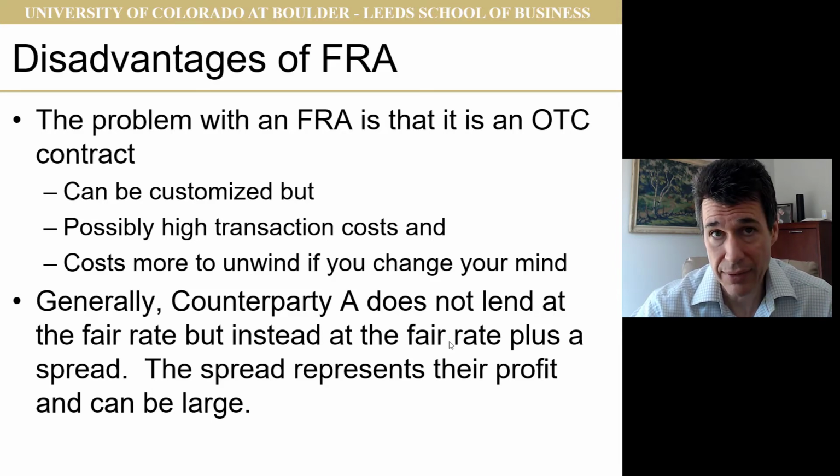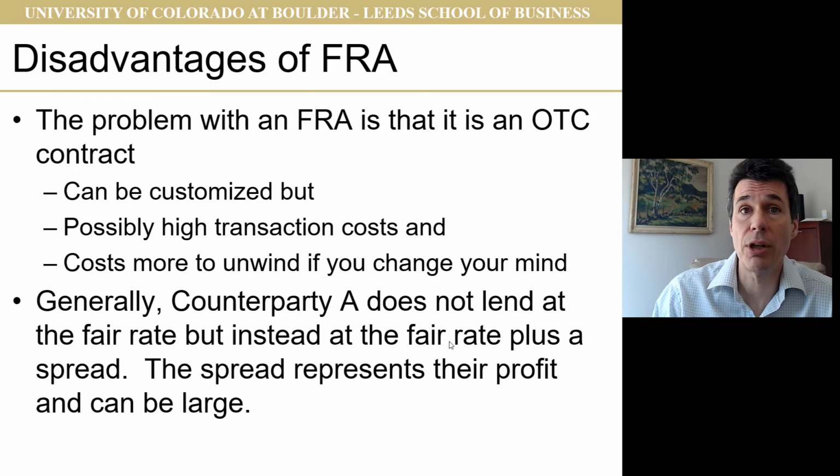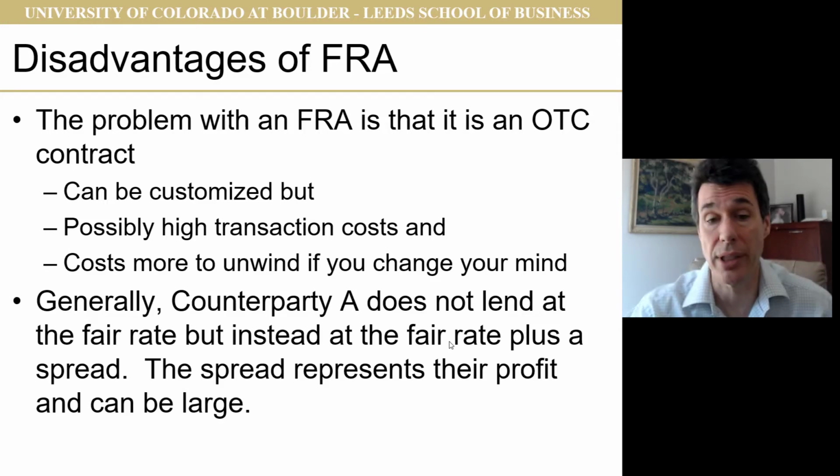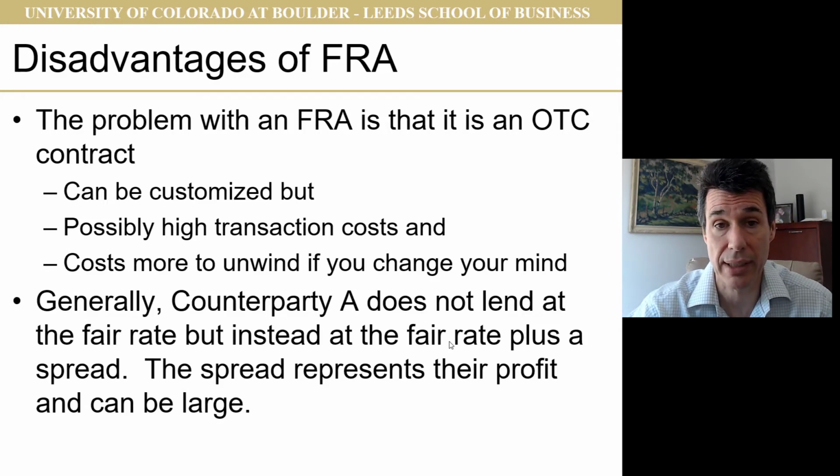So the FRA allows counterparty B to lock in their borrowing rate right now, starting in the future. But if they did it right now, they could lock in the borrowing rate for the next 90 days at a lower spread. This is why it's expensive, right? The difference in spreads is why it's expensive for counterparty B to enter the FRA. That difference in spreads is the high transaction cost for entering the over-the-counter derivative contract.